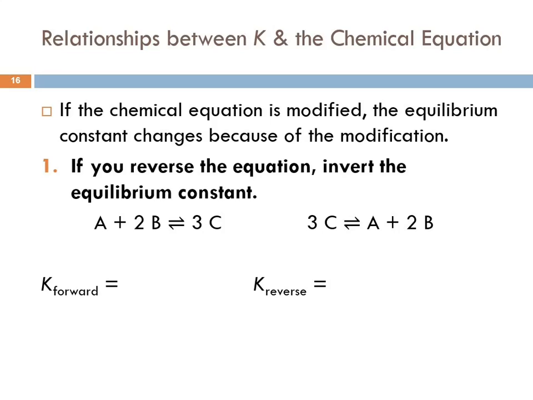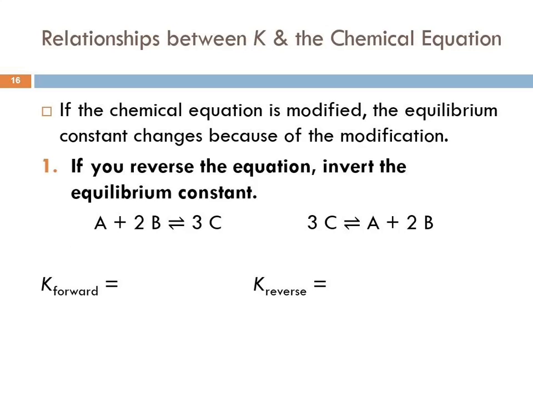Now we're going to look at the relationship between the rate constant, the rate constant expression, and the actual chemical equation. If we change the chemical equation, then we have to change the rate constant. There are three common situations that we'll go over. If you reverse the equation, you invert the equilibrium constant. You don't just slap a negative sign on it. You have to turn it upside down. It's 1 over K. So let's look at how and why that is.